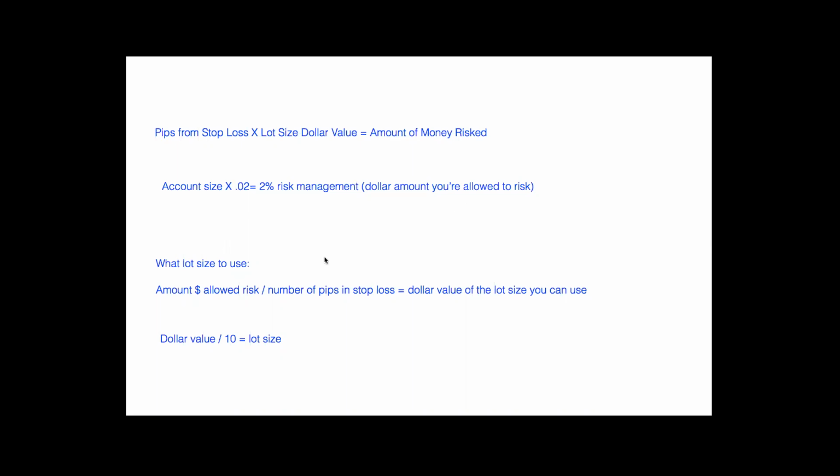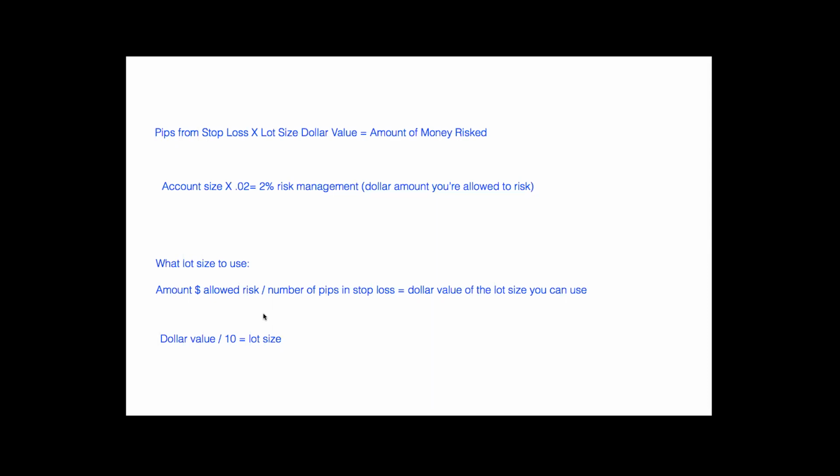Now, from here, how you figure out what lot size you can use is you take the amount of money that you're allowed to risk, so what should be the value up here, divided by the number of pips that you are placing your stop loss at, and that equals the dollar value of the lot size you can use. Now, to convert that into the lot size you can actually use, so that you know before you even go into the trade how much money you are risking and what lot size that means, you take the dollar value of the lot size you can use and divide by 10, and that equals your lot size.